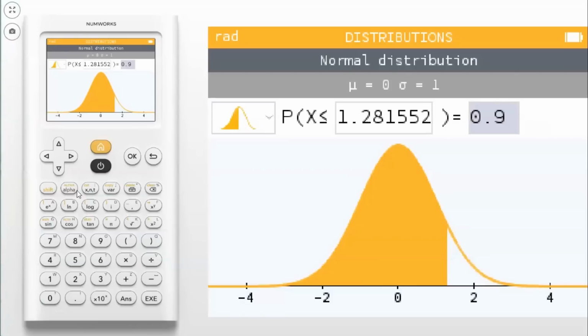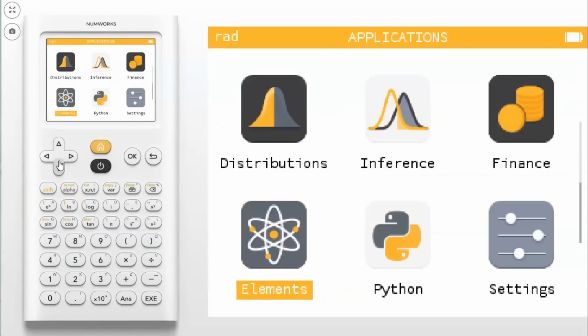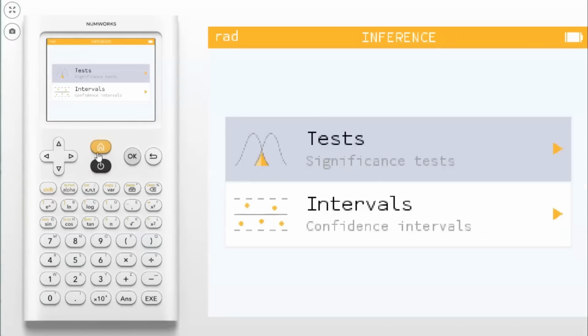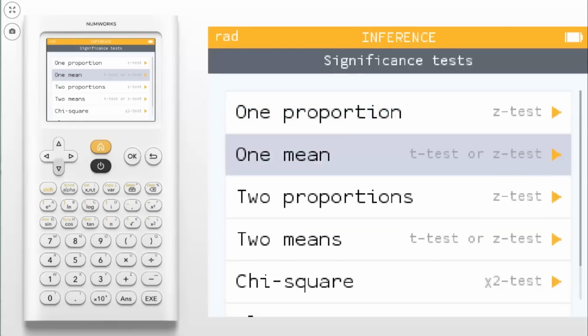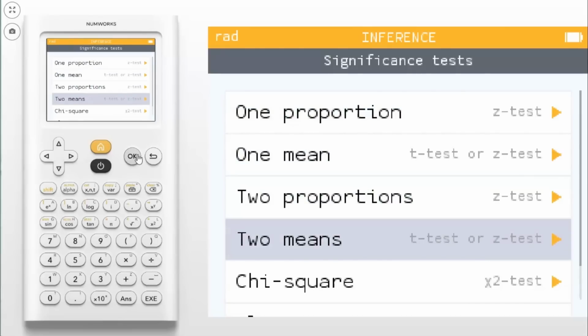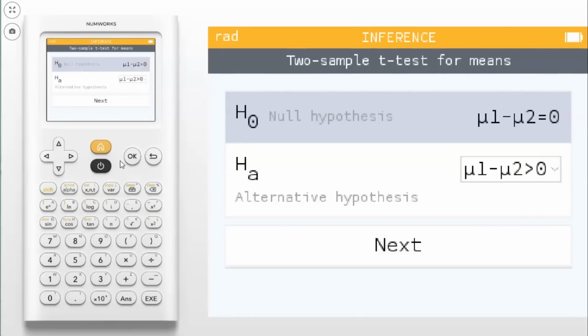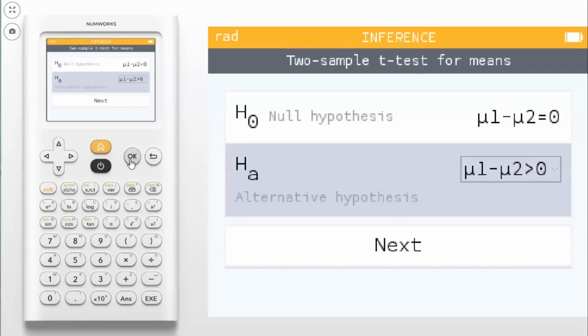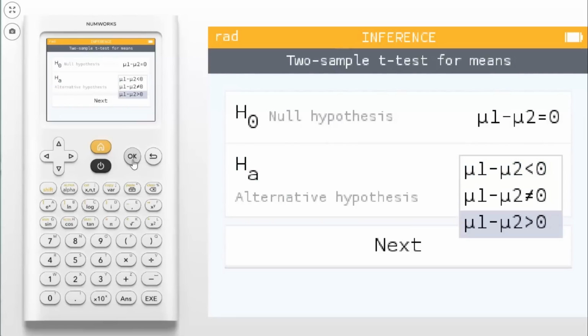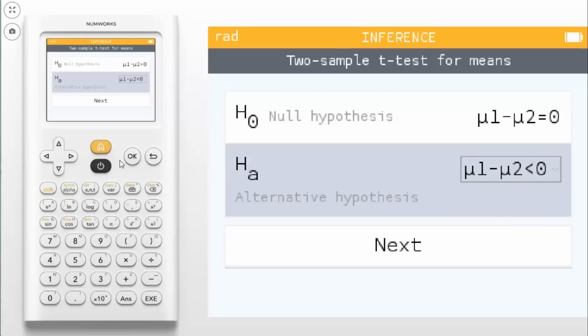So if we pull up our NumWorks calculator, we're going to go to the Inference app, and we're going to select a test, and we're going to go down to 2 means, and we're going to do a t-test because we only know the standard deviations of our samples. The null is that they're equal. The alternative that we're looking for is that we want to make sure that we choose the one where 1 is less than 2. That means the difference is negative, because if 1 is less than 2, then the difference would be negative. So that's going to be less than 0. That's that first answer right there.